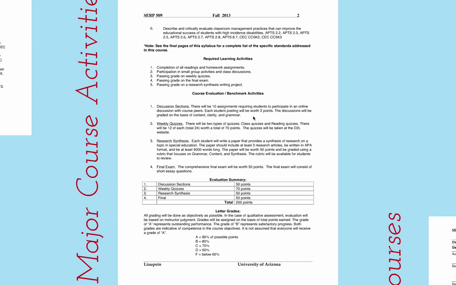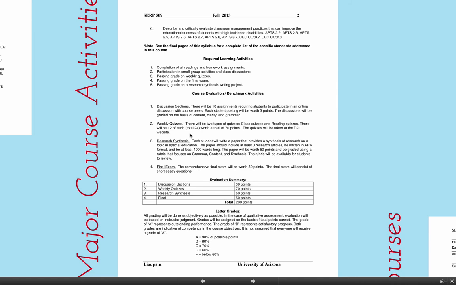But you'll have a series of at least 10 assignments that are discussion section assignments worth 3 points each, so that's 30 points. And they're really graded on the basis of content, clarity, and your grammar. So in your discussion postings, make sure the content is relevant to what we're discussing. Stay on topic. Be clear in your discussion or your comments about the topic. And then use good grammar. All right? Use good grammar and reasonable spelling.